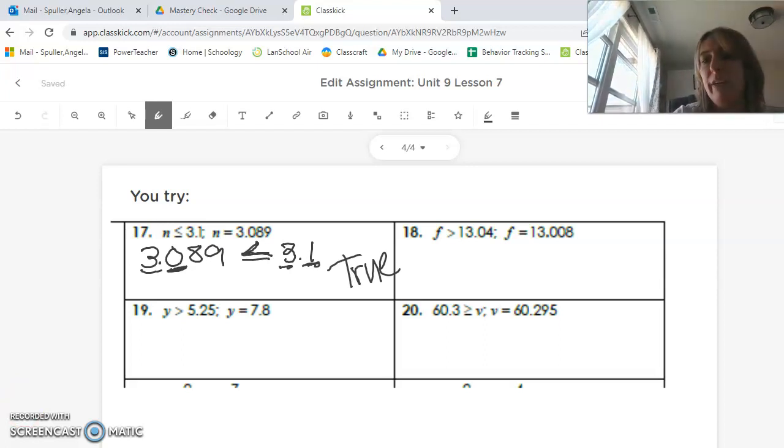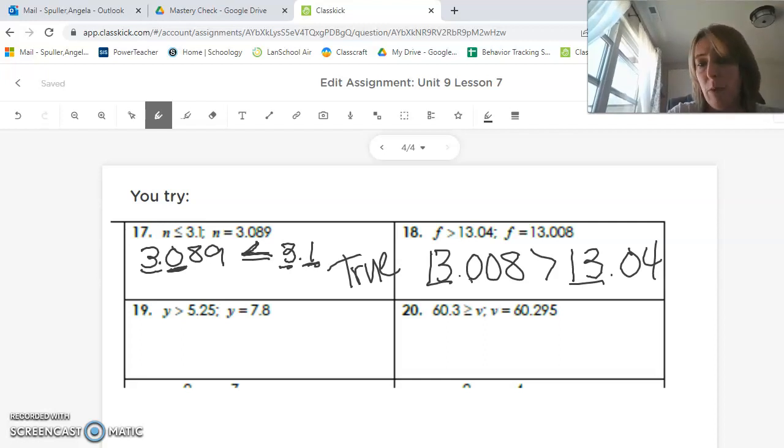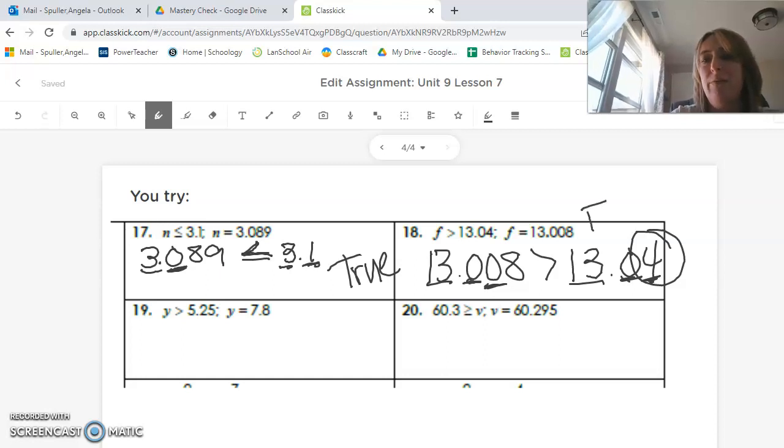Okay, f is greater than 13.4. If f is 13.008, is this greater than 13.04? Let's compare them. We both have 13 in front of the decimal. We have a 0 there and a 0 there. They're the same. 0 here and 4 here. Uh-oh. 4 is greater than 0. So this is false.